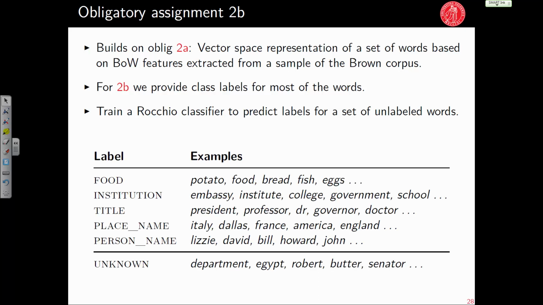Very quickly, before we run out of time, these are the words that you already have in the file now. In the next assignment, they will be labeled with semantic concepts: abstract concepts, food, institution, title, place name, person name. Some of these words will be labeled unknown, and your task would be to build a Rocchio classifier that assigns one of these labels to each of the unknown examples.